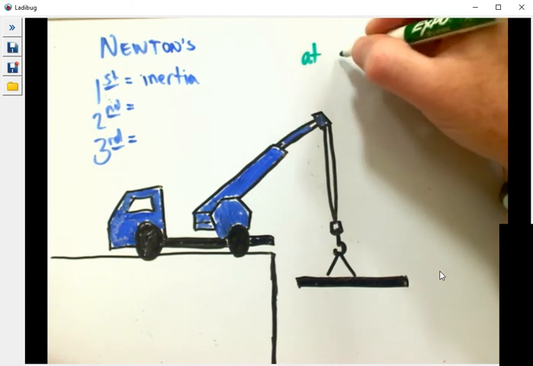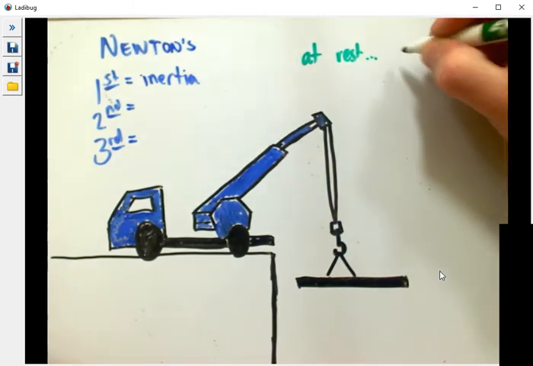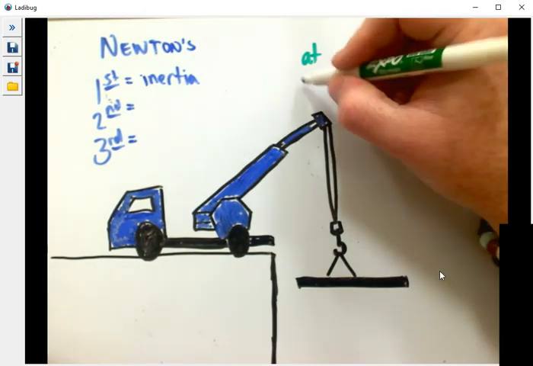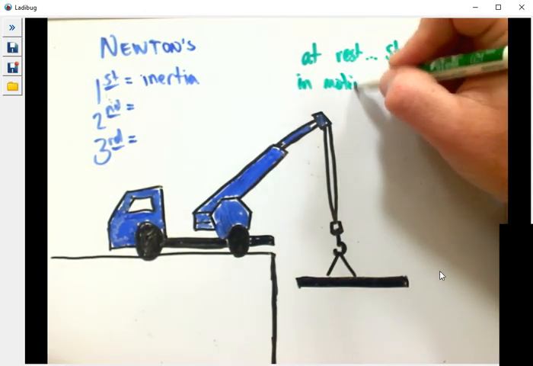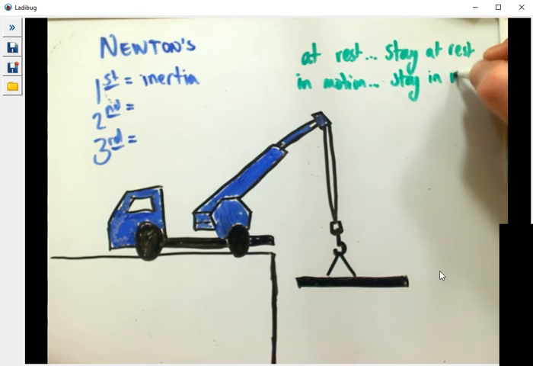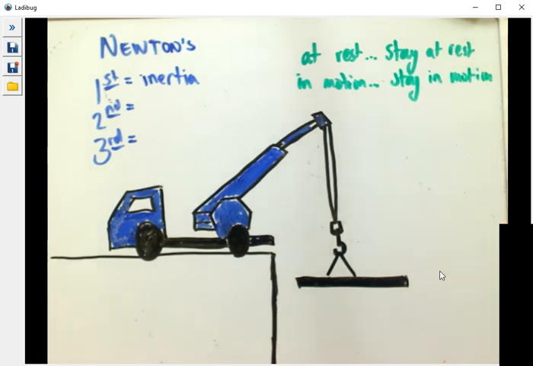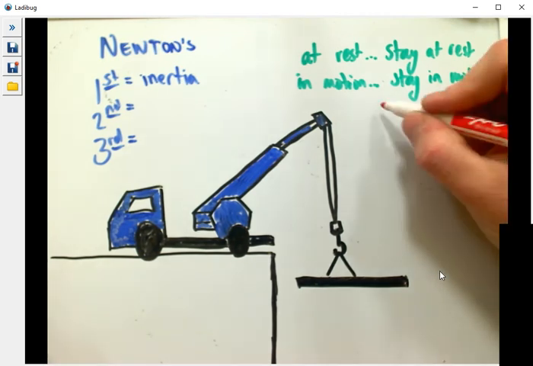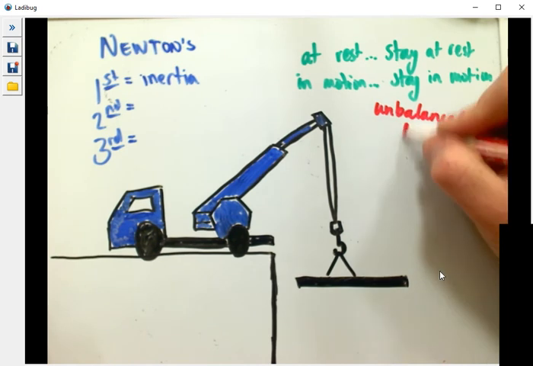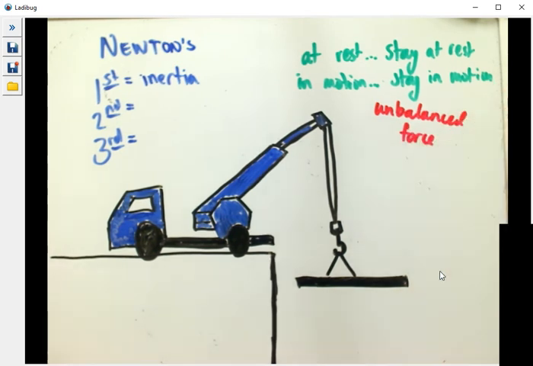If something is at rest, it will stay at rest. If something is in motion, it will stay in motion. The only way that this will change is if an unbalanced force acts on an object. Unbalanced force. And that should change its motion.